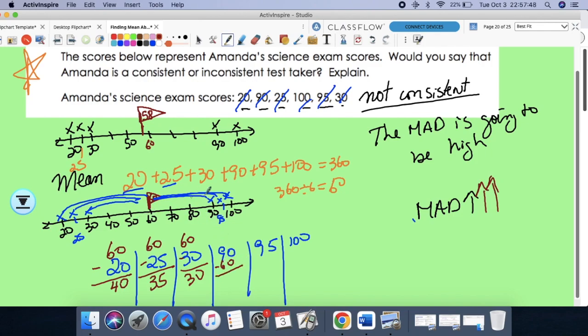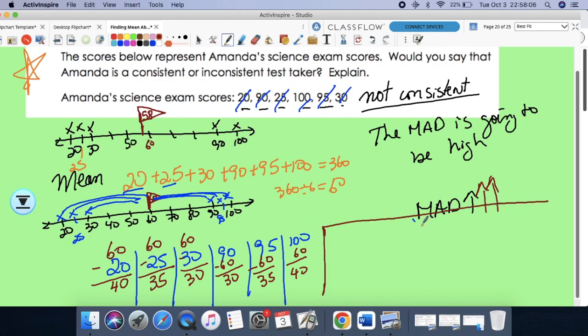So from 60 to 90 is 30. From 95 to 60 again, 35. And then 100 to 60 is 40. So are they close to 60? No, they're not. So let's find the MAD.